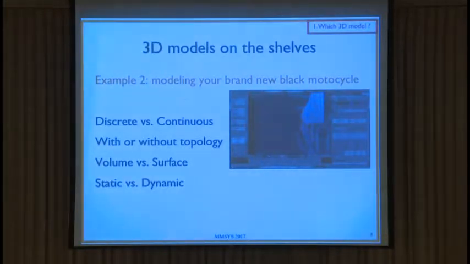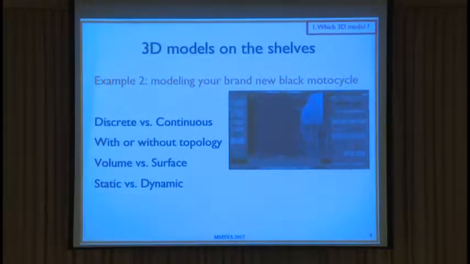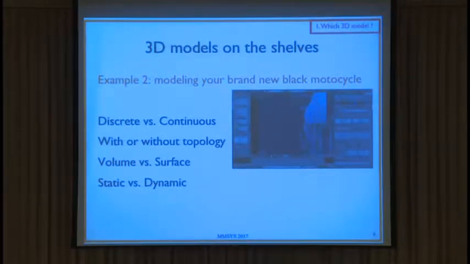A second example is that you may want to model your new black motorcycle. Why do I say a black motorcycle? Because like a black car, when you have a motorcycle or a car, you certainly want to see very nice reflection on your car. And if you want very nice reflection, you probably don't want to have a discrete model of the car. You don't want your car to be piecewise linear, but you want a model where you can control the continuity of the model. You do want some topology, of course, you want something closed, and usually it's done with a surface model, and probably you want it to be static with no deformation.